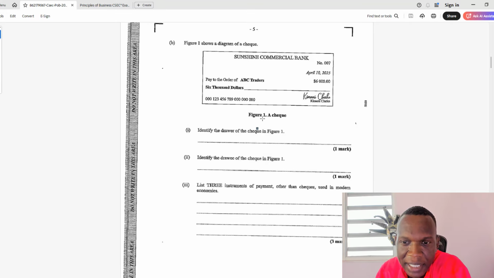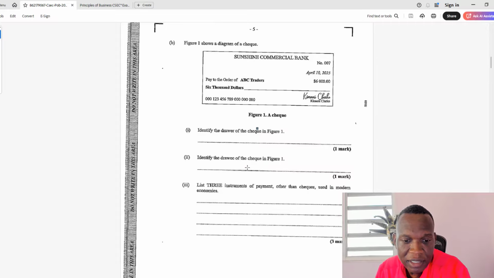So in this case, that would be, what's that? Kimani Clark. Kimani Clark is the drawer, and the drawee of the check would be Sunshine Commercial Bank. So the bank would be the drawee of the check. And if they ask for the payee, it would have been ABC Traders. So Kimani is paying $6,000 to ABC Traders, and they are using Sunshine Commercial Bank. So again, the drawer would be Kimani Clark, and the drawee would be Sunshine Commercial Bank.